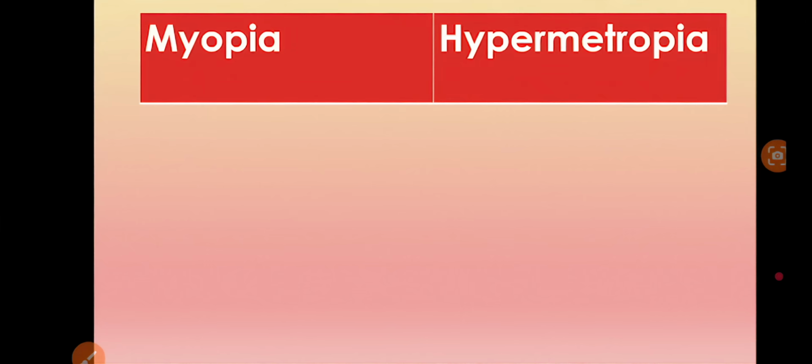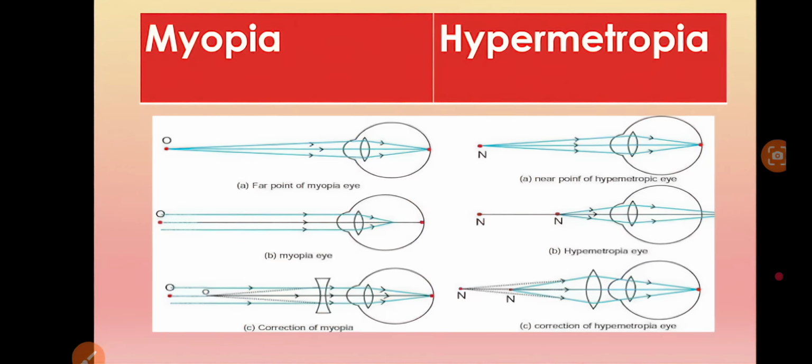If you see here, myopia and hypermetropia: the first image is the normal, and in the second one, in myopia, the image is formed before the retina, whereas in hypermetropia the image is formed beyond the retina. In myopia, for the correction we use the concave lens. For hypermetropia, for the correction we use the convex lens.